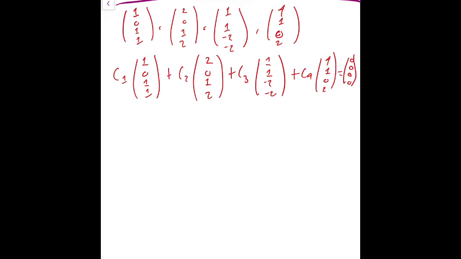Okay, and if the trivial solution, that is C1 equals C2 equals C3 equals C4 equals 0, is the only solution, then the vectors are linearly independent, otherwise they're linearly dependent. And so what we're going to do is what we've been doing, and we're going to put these into an augmented matrix.